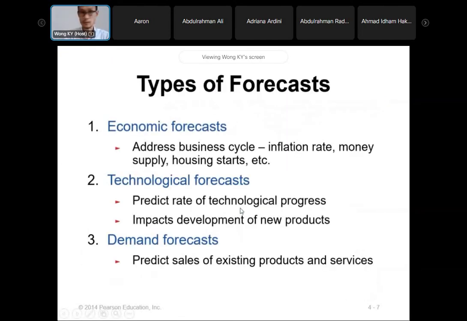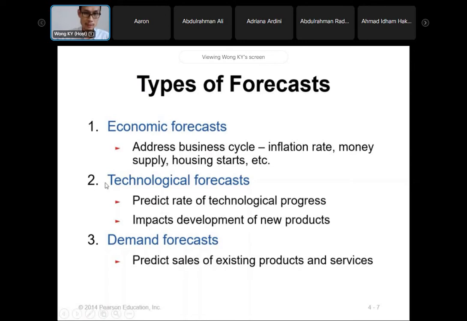Now, forecasting can also be categorized based on economic forecast, technological forecast, and demand forecast. Economic forecast is about forecasting what? Forecasting items related to the economy. For example, forecasting the inflation rate, forecasting the currency exchange rate, forecasting what? Housing prices, rental rates. These are all economic forecasting.